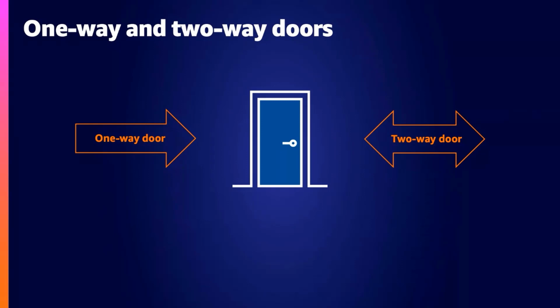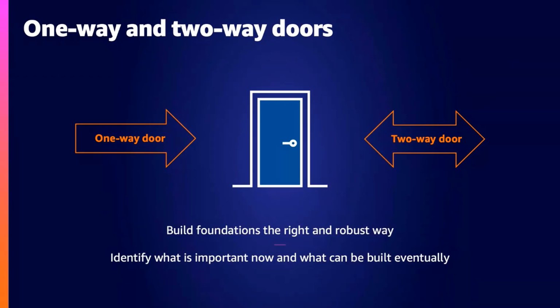Now, applying this same concept to the migration journey, there are technical decisions that have to be made along the way where some are easily reversible, but others will be very costly when you switch your decision, especially in terms of time and resources. Also remember, with cloud adoption, there are many things that are incremental. We want to start small and expand, but have a robust mechanism that can scale. So the idea here is to build foundations the right and robust way, and identify what is important now and what can be built eventually.